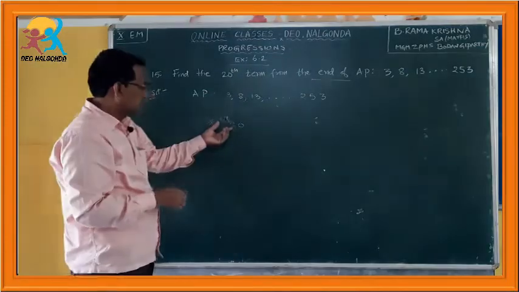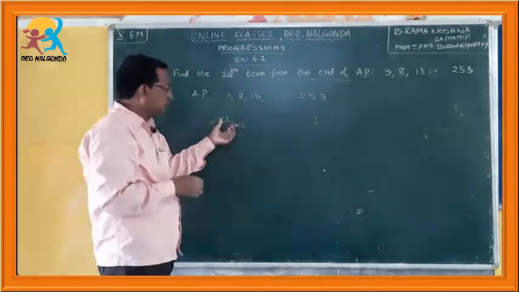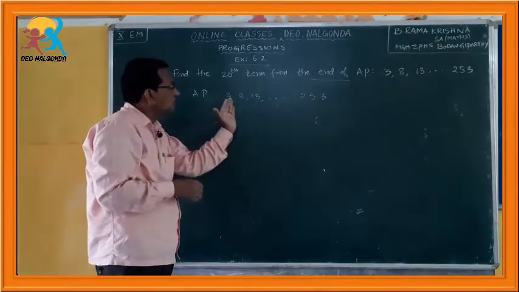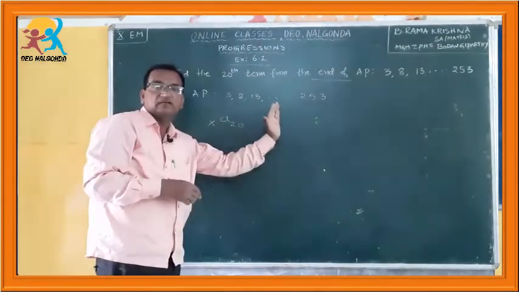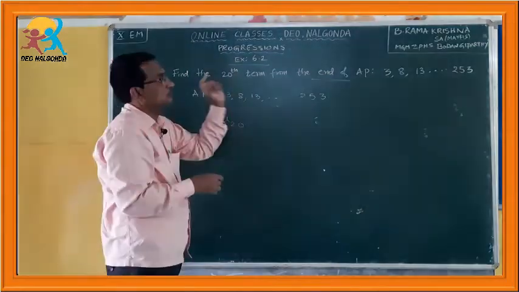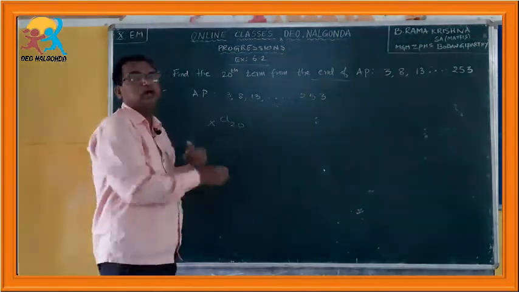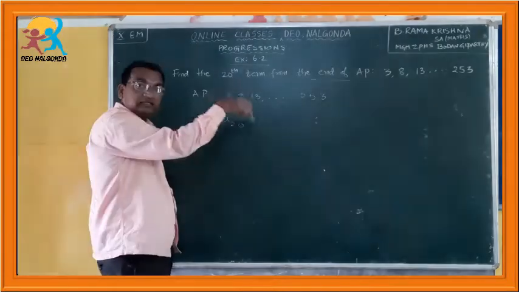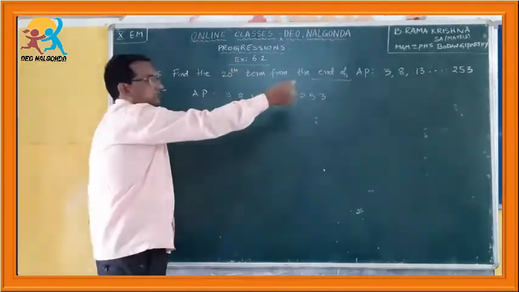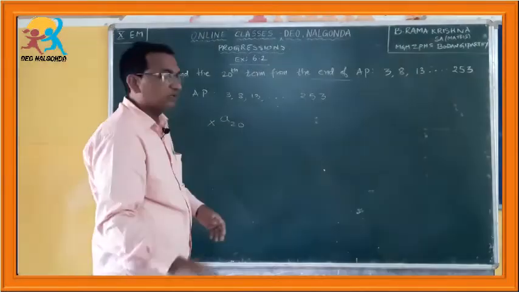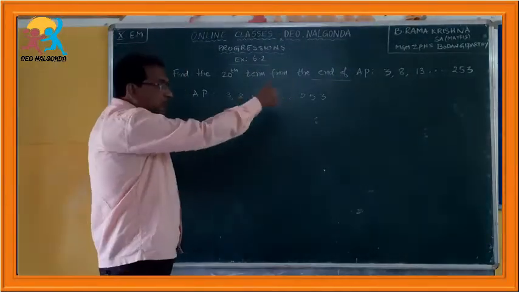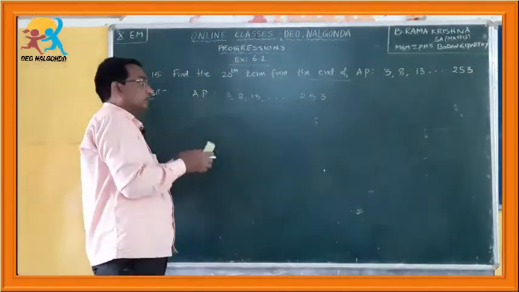Because A sub 20 means what? The 20th term from this side, from the beginning of the AP. But he is asking us to find from the end of the AP. Now, you have to determine the number of the term, the 20th term from that side.